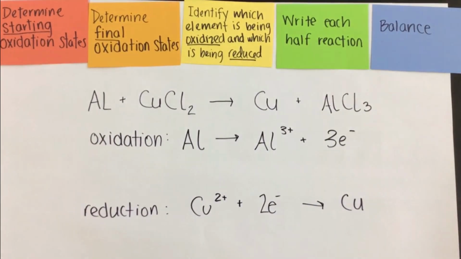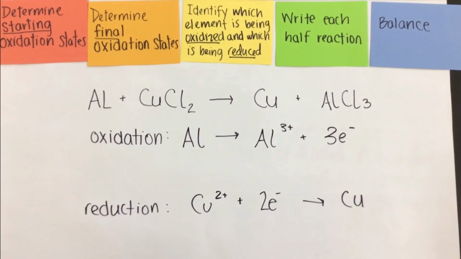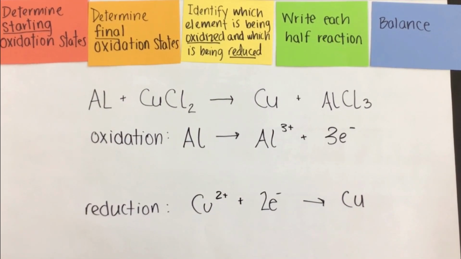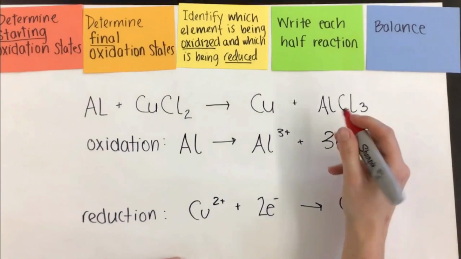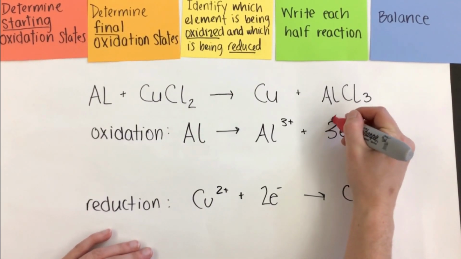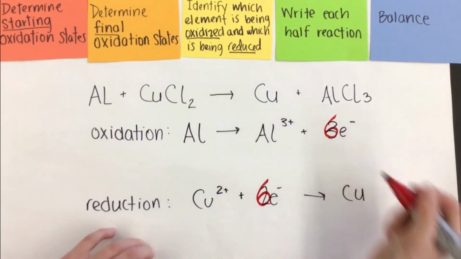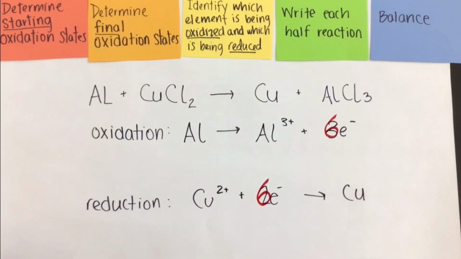Now I've got 3 electrons from aluminum, 2 electrons from copper. I need to find the least common multiple for both 2 and 3 so that they can equal each other. So for whole numbers, the least common multiple that I can get for them is going to be 6. So let's say that I need aluminum to be losing 6 electrons and I need copper to be gaining 6 electrons.